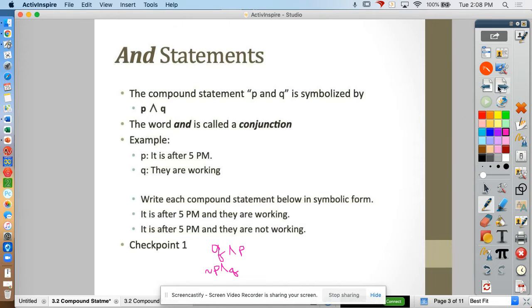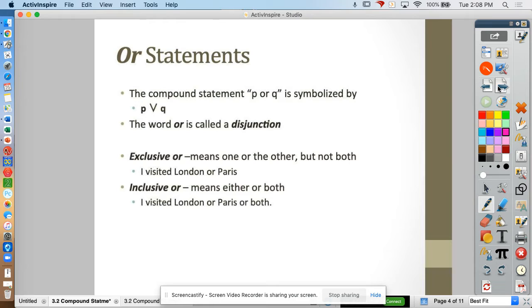All right. Moving on, the next one is an or statement. This is the symbol for or. It looks like the letter V. It's actually not a V, but you can call it a V while we're talking about this stuff, and I will understand what you're saying. It is known as a disjunction. And there are two types: one is exclusive and one is inclusive.